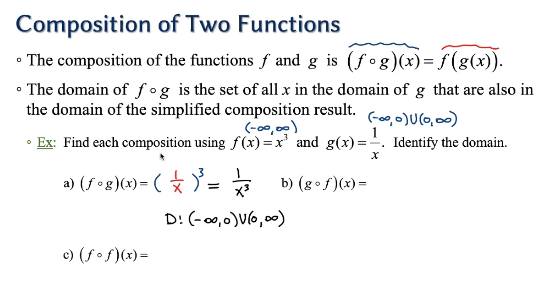Because again, what we're looking at is the red and the black. You look at the domain of the inside part, and then you look at the domain of the result when it's all done, and figure out what they share in common. And again, both of these share in common that it can be anything, just not 0.